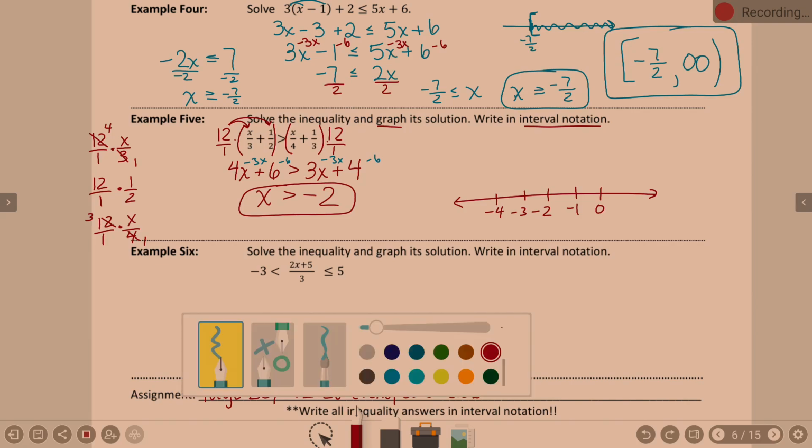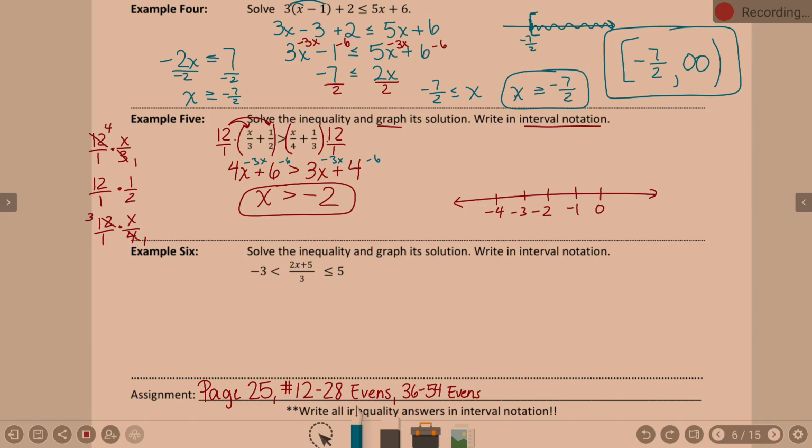Okay, what's this graph look like? At negative 2, it's a parenthesis, correct, because it's not equal to. And which way am I shading? Right. Greater than, so I'm shading to the right. And that means my parenthesis opens to the right.